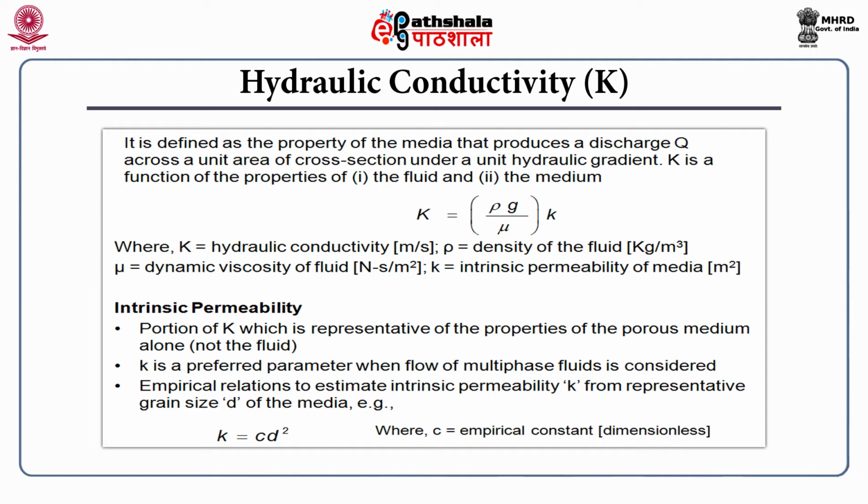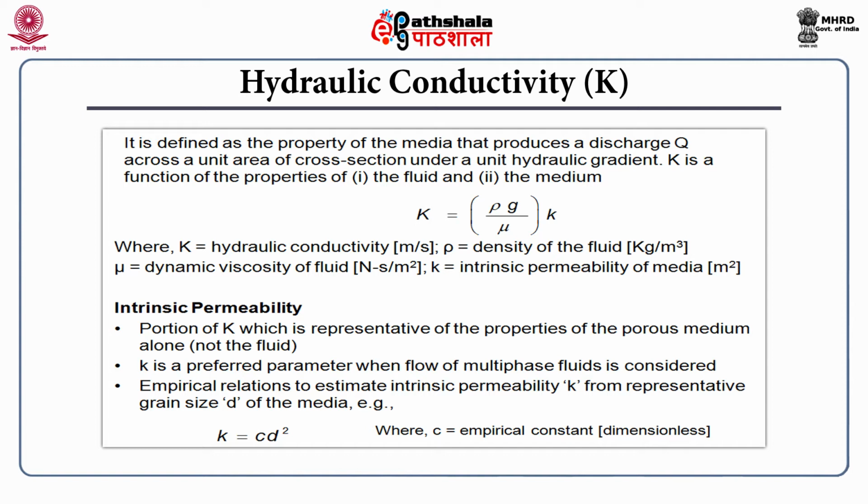So, K, which denotes the hydraulic conductivity, comprises the property of the porous media as well as the property of the fluid. So, capital K is equal to rho g upon mu into small k. Small k is the intrinsic permeability. Intrinsic permeability is completely the property of the porous media, and the remaining term, rho g upon mu, is the property of the fluid.